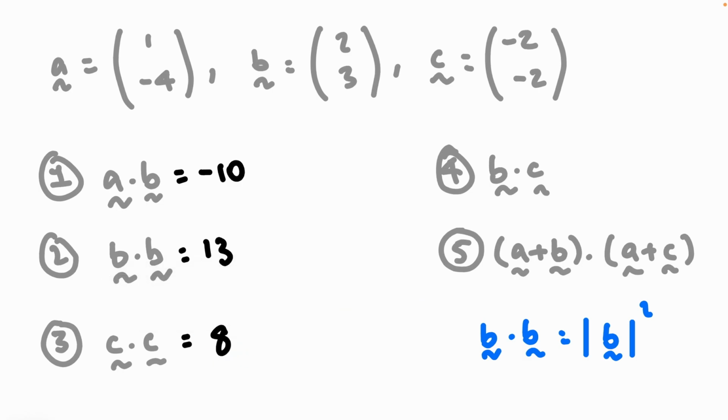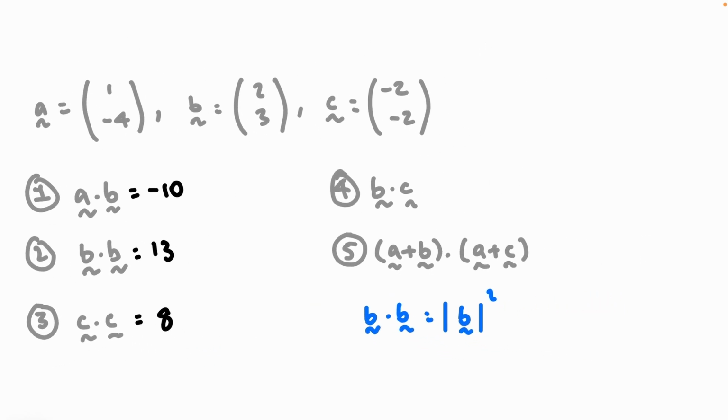Let's have a look at the next one. What is B dot producted with C? Well, we can just do the i components times each other, so that would be minus 4, and then the j components times each other, so that's minus 6. So we do minus 4 minus 6, which simply gives us minus 10.